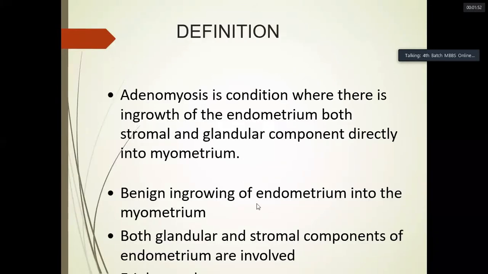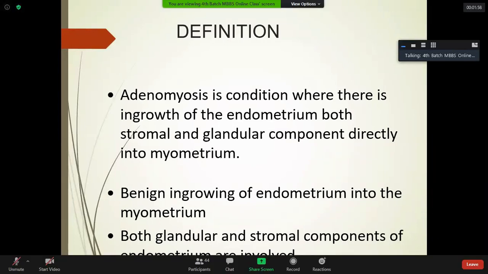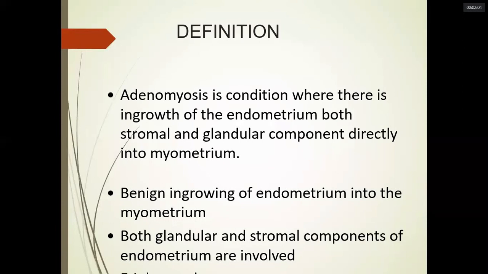So the definition is, adenomyosis is a condition where there is ingrowth of endometrium, both stromal and glandular component, directly into the myometrium. It is a benign ingrowth of endometrium into the myometrium. It is never malignant, similar to fibroid uterus and endometriosis. It's a benign condition. So here both glandular and stromal component of endometrium are involved.